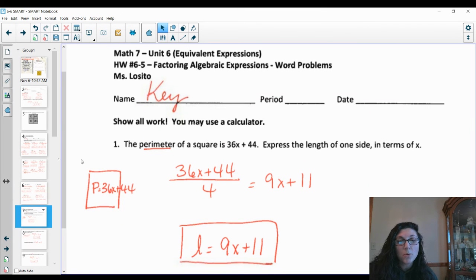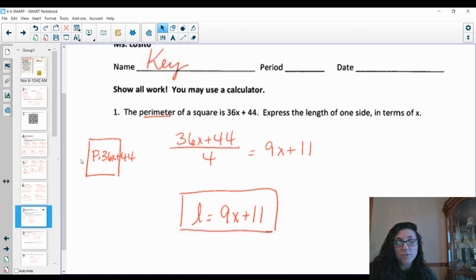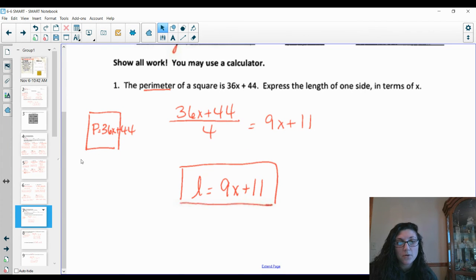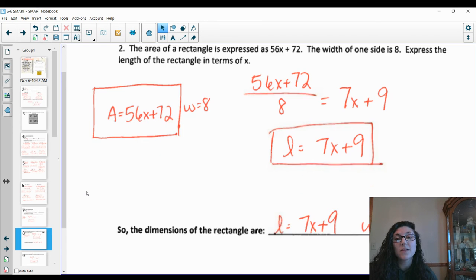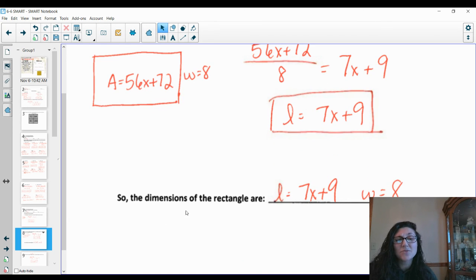All right, so that was the first one for 6-5. This was perimeter. Again, the square, perfect, 4 of the same side, so we divide by 4. You get 9x plus 11 for that first one. For the next one, now you have area. Remember that the formula for area is area equals length times width. So if you have the area and the width, you need to divide them to get the length. And then when it asks for the dimensions on the bottom there, you have to say both the length and the width. Although it's just asking for length in the problem, the dimensions, you must say both.